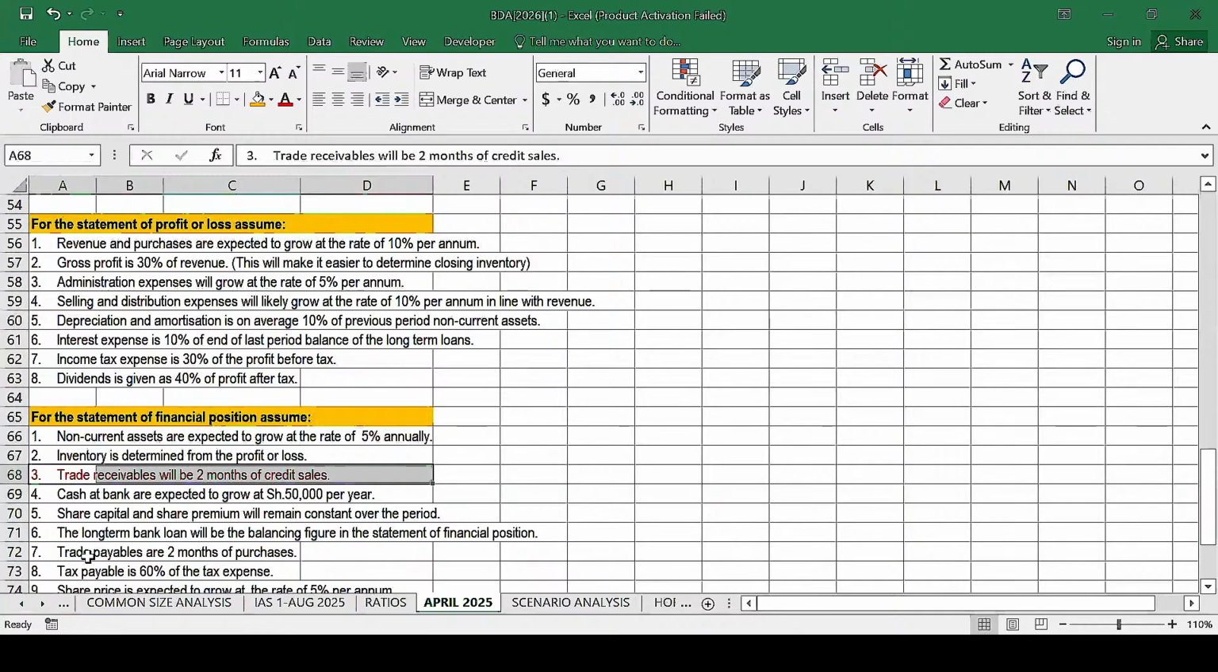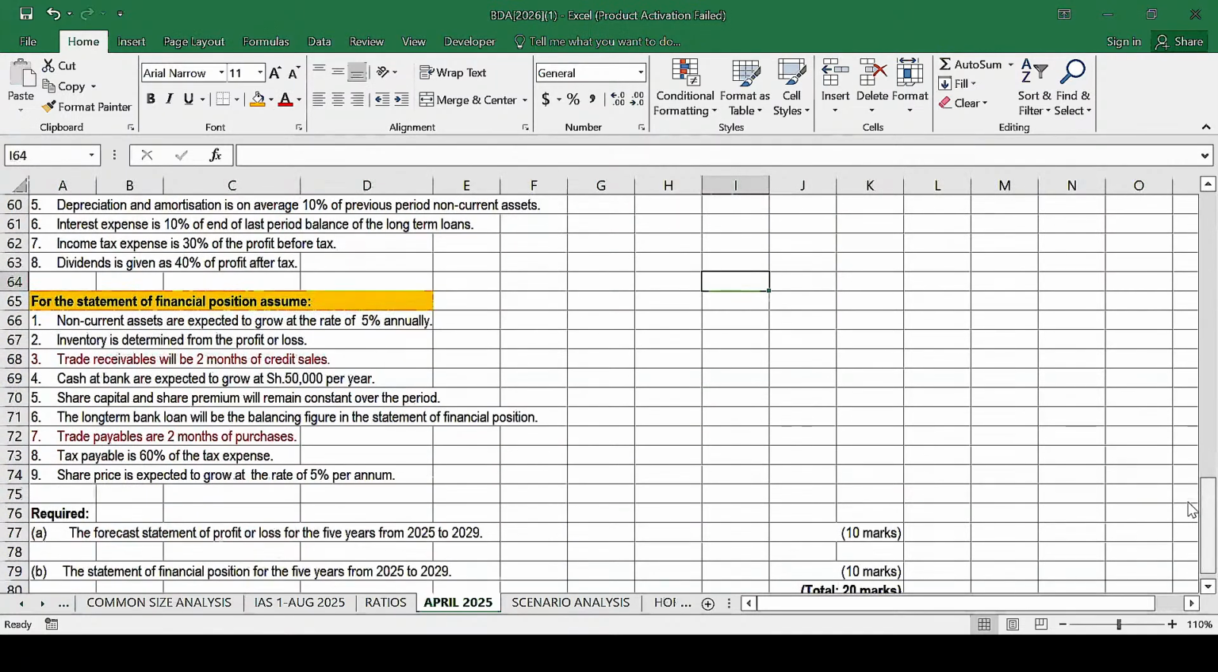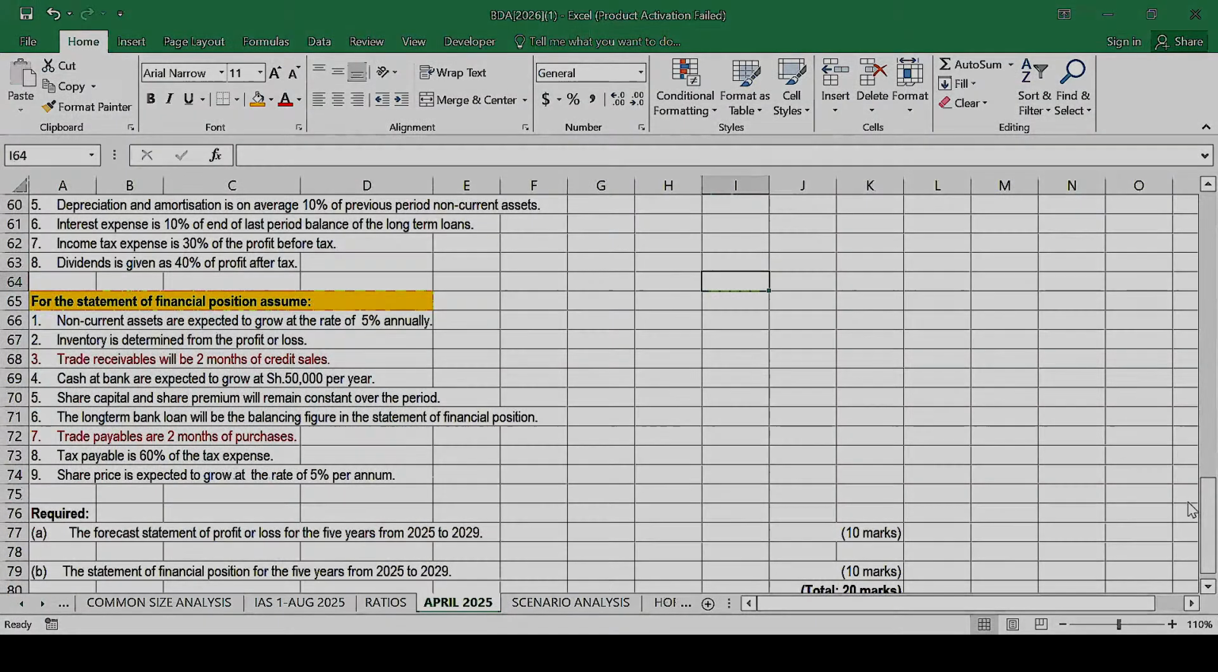We are told trade payables are 2 months of purchases. The same with point number 3. I'm saying that this is basically something you came across in financial management, I think in that topic of management of working capital. So can you think of that?